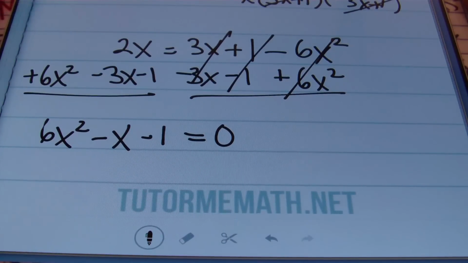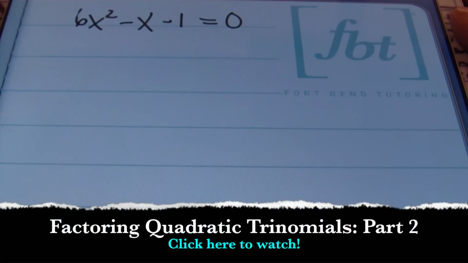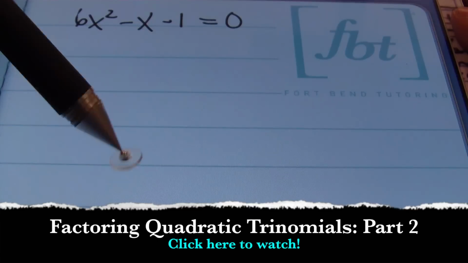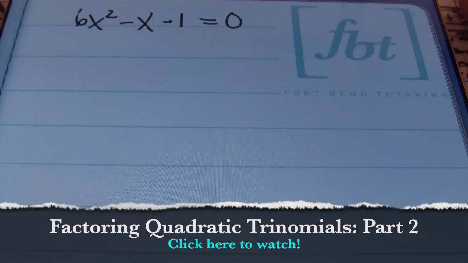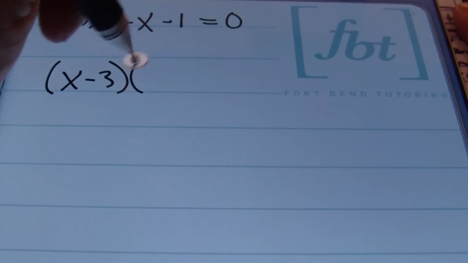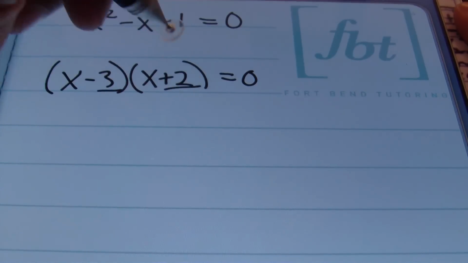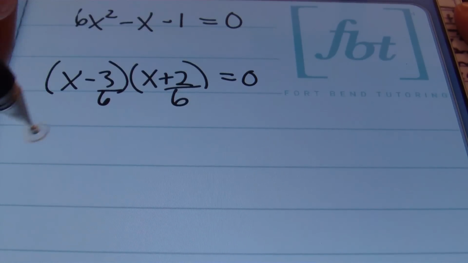So let's go ahead and take this to the next page, shall we? Now that we have our 6x squared minus x minus 1 equal to 0 here, you're going to want to factor that. So we're going to factor this trinomial, and if you need help factoring trinomials like this, check out our Factoring Quadratic Trinomials Part 2 lesson, because it has examples just like that. I'll put a link right down here for you, okay? So check that out. So factoring this out, I'm going to end up with x minus 3 times x plus 2 equals 0. I'm going to divide both of these numbers by 6 and simplify.